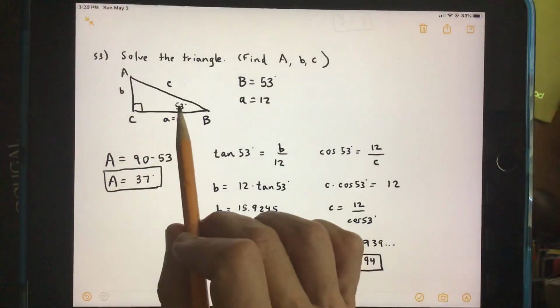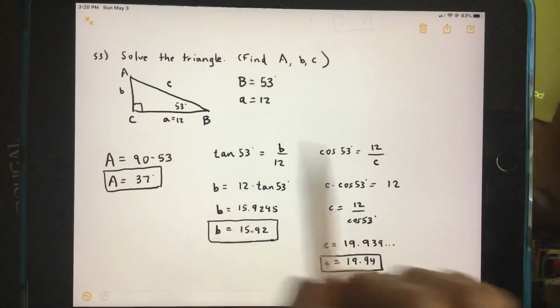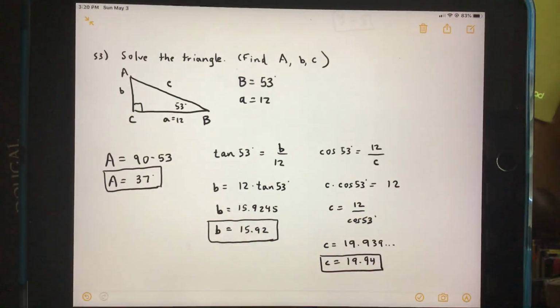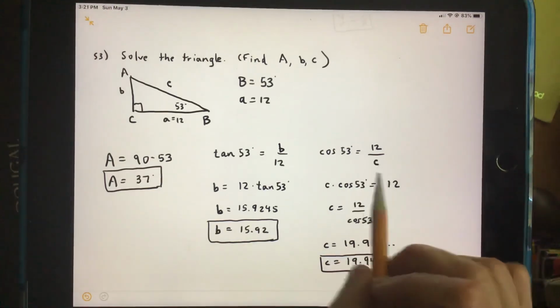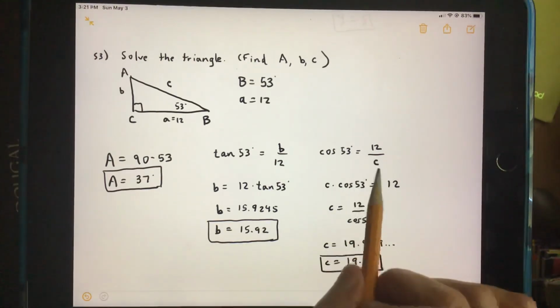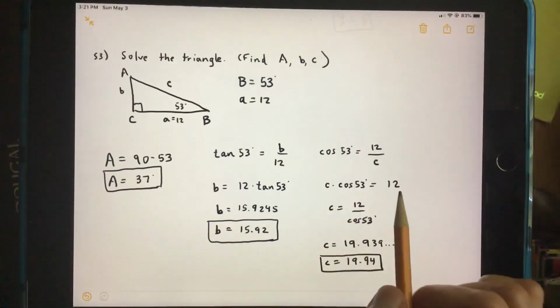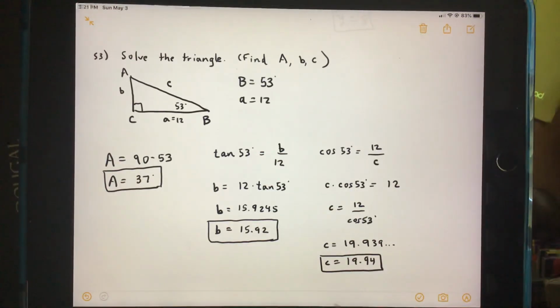So I'm going to say the cosine of 53 degrees is the adjacent side, 12, over the hypotenuse, c. So cosine of 53 degrees is 12 over c. Now I'm going to use cross products so that I can solve for c. Cross products will say c times cosine of 53 degrees is equal to the 1 that's hiding under here, times 12. 1 times 12 is 12. And then I'm going to divide both sides by the cosine of 53 degrees, so I have c by itself. So c is 12 over cosine of 53 degrees.